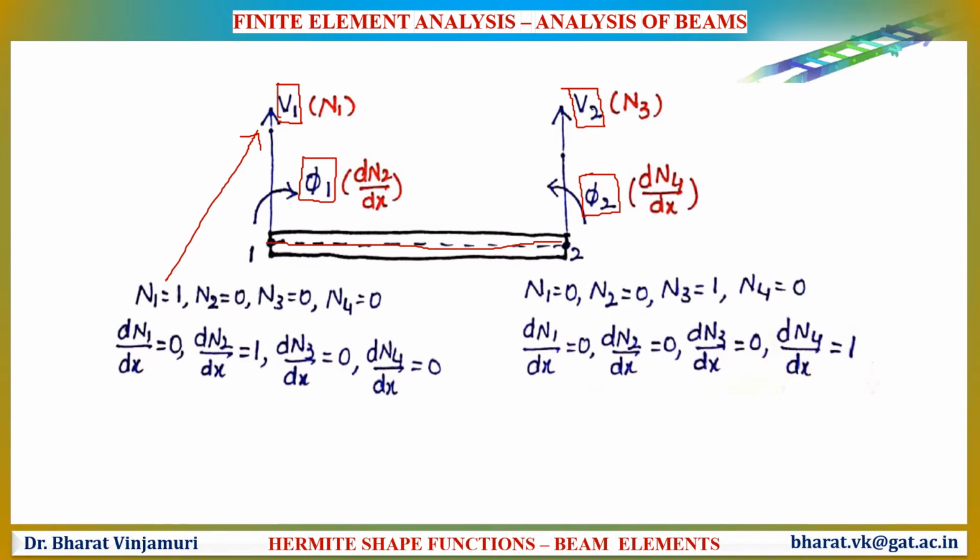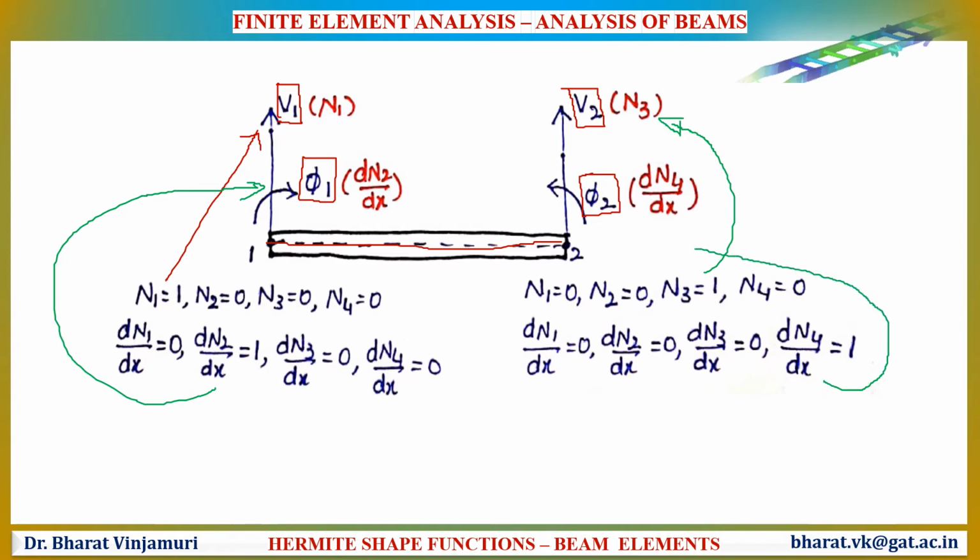Come back to node 2, the value of n1 will be 0, n2 also will be 0 because n3 is directly associated with V2. Now coming back to the first derivatives, the slopes, the shape function n2 is related with pi 1. So the first derivative dn2 by dx will be equal to 1, and coming back to node 2, the value dn4 by dx will be equal to 1. That is how the shape functions are associated with the beam elements.